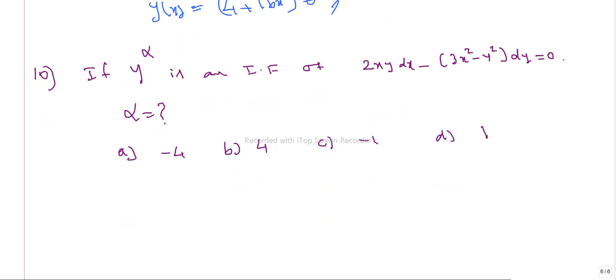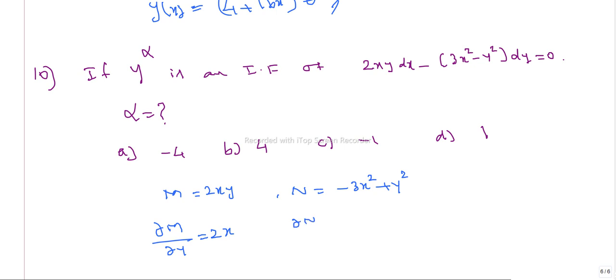So first you got to find this M and then dou N by dou x. So M is 2xy and N is minus 3x square plus y square. Now dou M by dou y is just 2x and dou N by dou x is minus 6x.